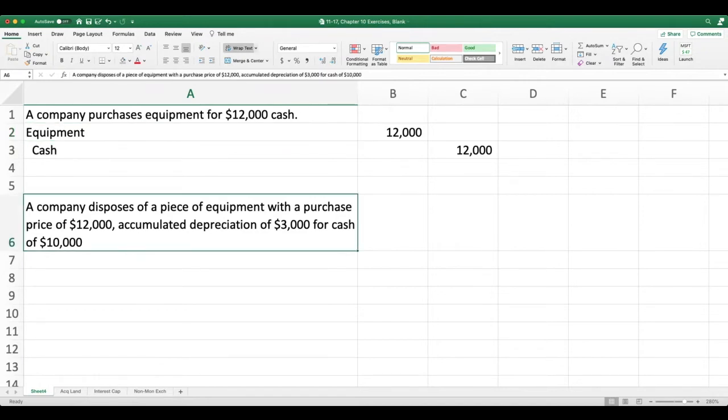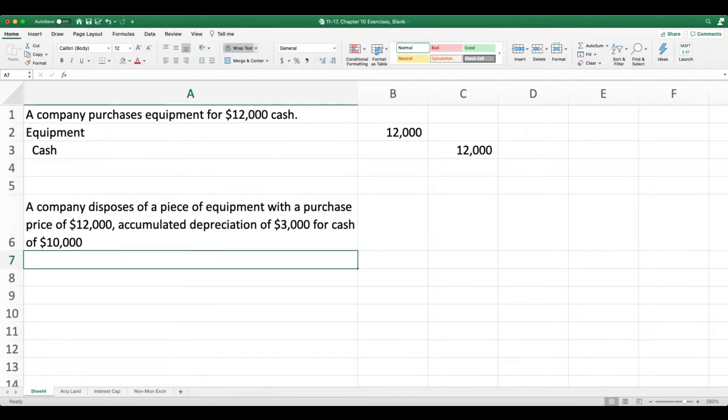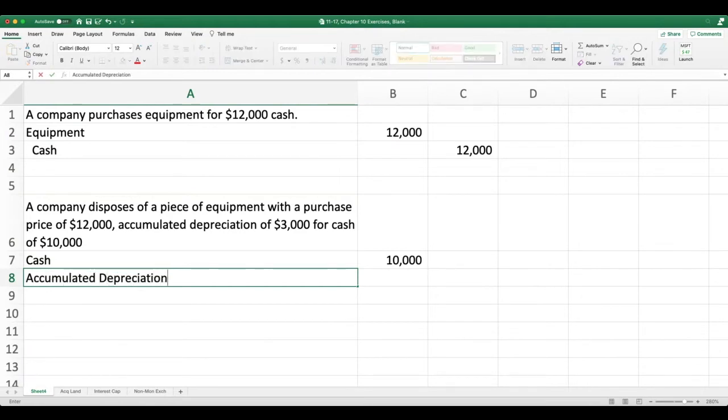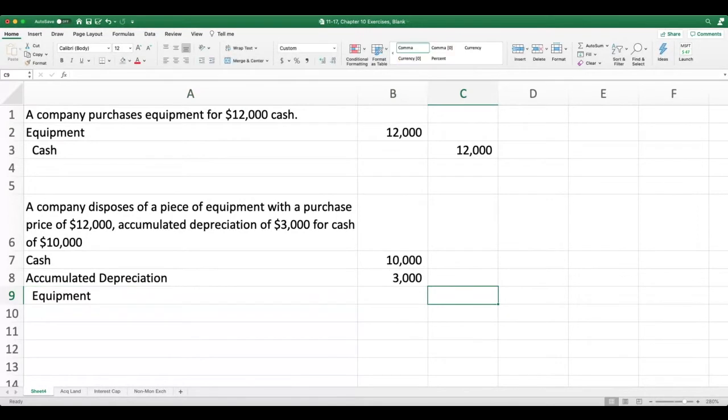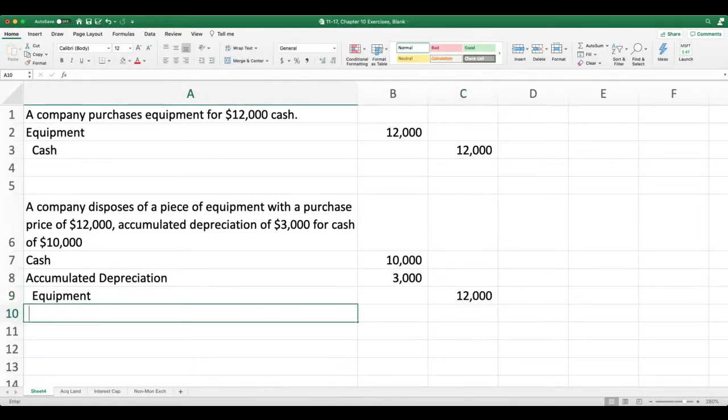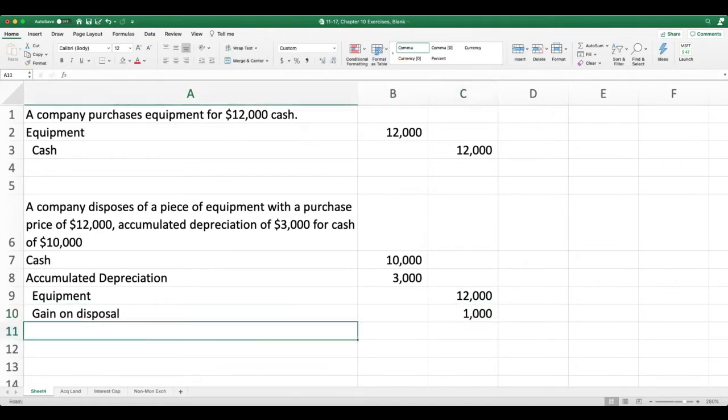Now, if a company disposes of a piece of equipment with a purchase price of $12,000 and accumulated depreciation of $3,000, and they dispose of it for cash of $10,000, we are getting cash of $10,000, and we need to get rid of our accumulated depreciation of $3,000. Then we need to get the equipment off our books, which was $12,000, and there's actually going to be a gain on disposal of $1,000.